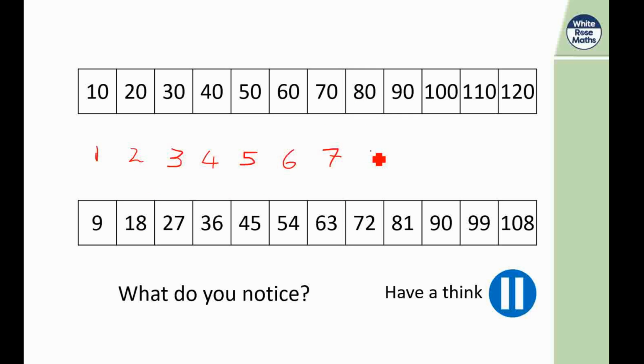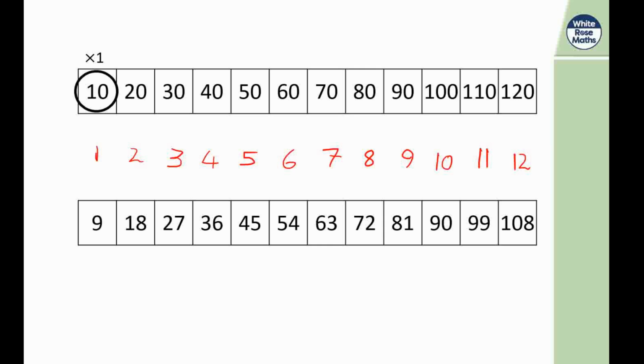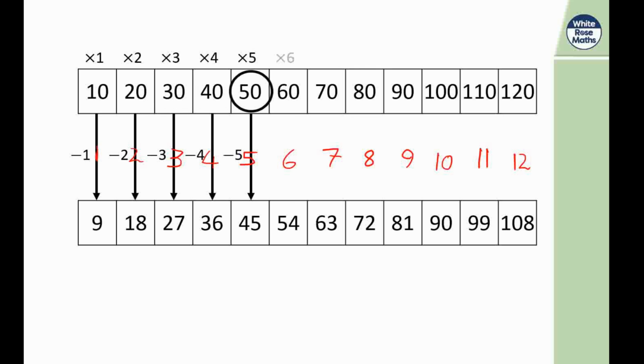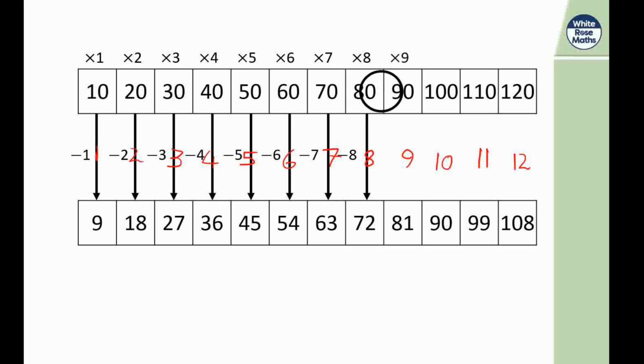So 80 take away 8 equals 72. 90 take away 9 equals 81. And so we go up. 100 take away 10. Now we're on to 11 and 12. 1 times 10 minus 1, 2 times 10 minus 2 equals the 9 times table. Times 3, and I think you get the idea. If there's any questions, ask them now.